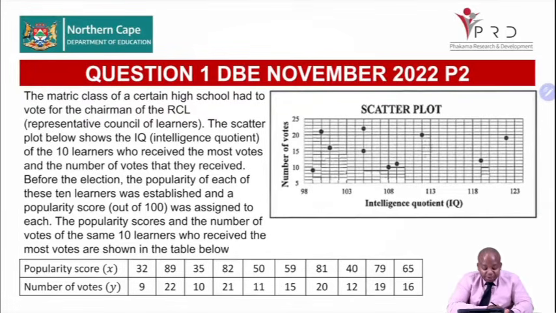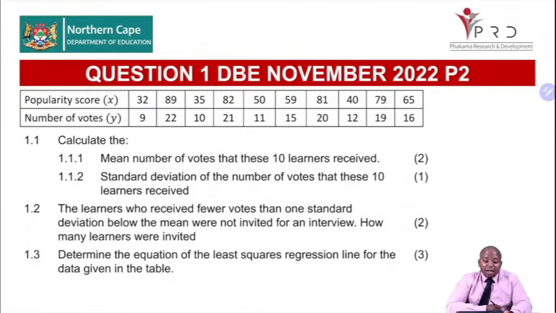The popularity scores and the number of votes of the same 10 learners who received the most votes are shown in the table below. So we have the popularity score, which is on the X, and we are given the number of votes as Y. And they've already drawn a scatter plot for us. So you have a scatter plot of the number of votes versus our intelligent quotient, which is IQ. Right. Now let's move on.